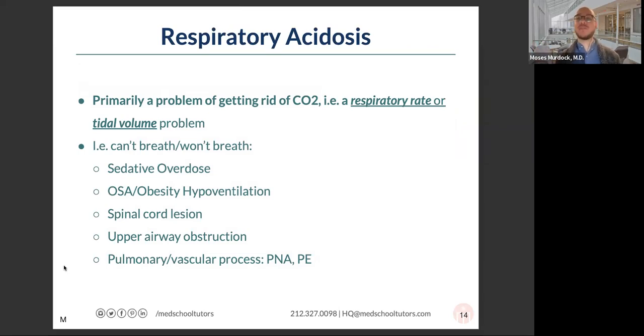I'll briefly talk about respiratory acidosis. As Joe was alluding to, this is primarily a problem of getting rid of CO2. On this slide, we've broken the total ventilation equation down to either a respiratory rate problem or a tidal volume problem, and it's more commonly a respiratory rate problem. If you can't get rid of CO2, the classic teaching that you hear on the wards is you either can't breathe or you won't breathe. And there's a long list of things that can cause you to retain CO2 because you're not ventilating sufficiently.